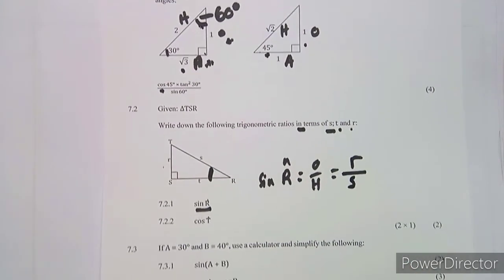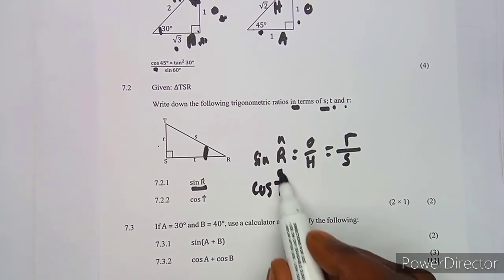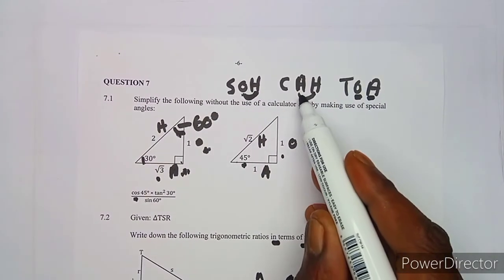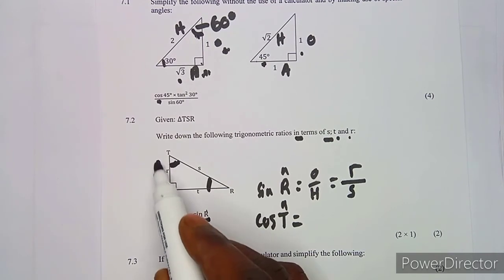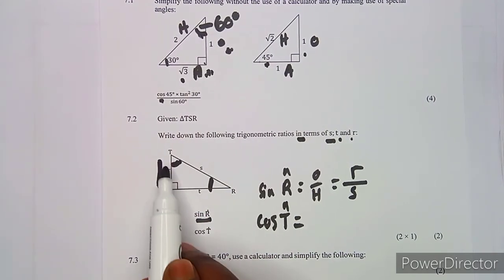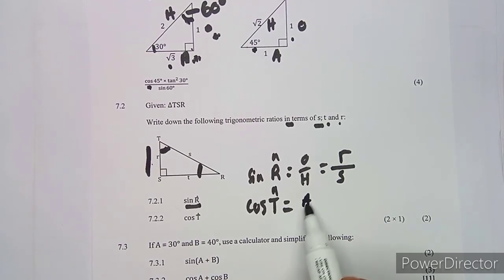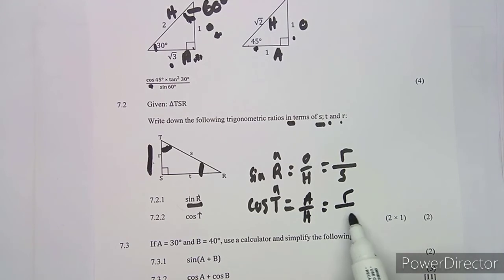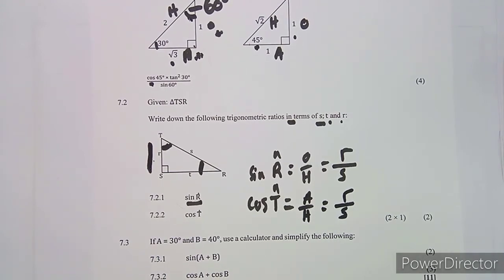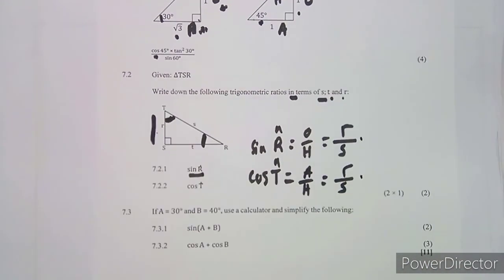All right. Then cos T, cos angle T, remember cos is adjacent over the hypotenuse. So according to T here, this is your adjacent, and the hypotenuse is S. So it's going to be adjacent over hypotenuse, which is R over S. So this is something that they want you to understand. So it's R over S like that. This one is just like that.